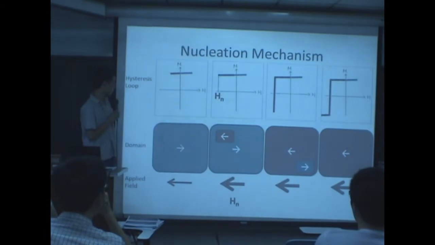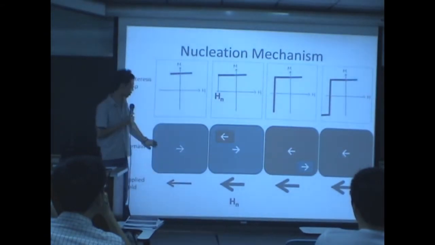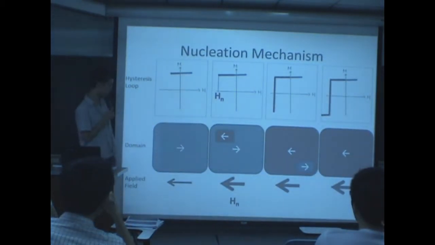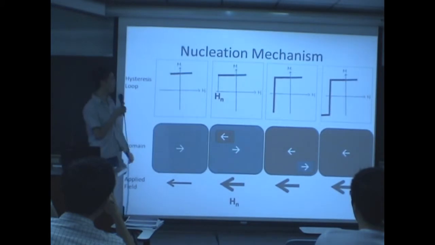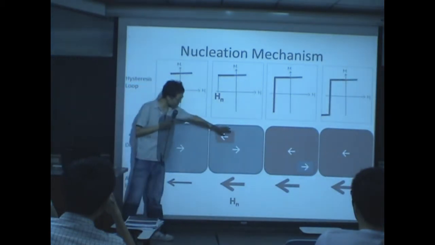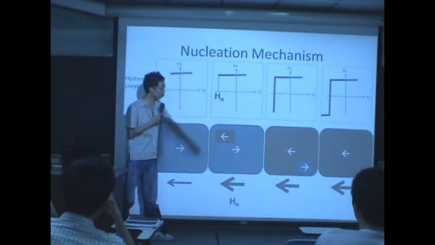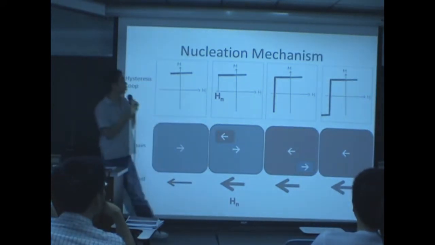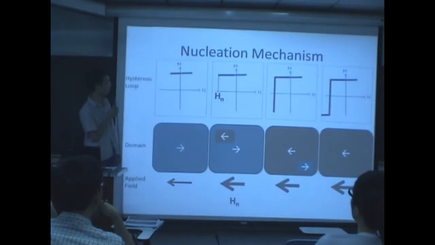In this picture, we have an entire domain here with the magnetization direction toward this way. Now we apply an opposite field toward this way. When the applied field reaches the nucleation field, an opposite direction domain forms, and once that domain forms, it will propagate to the entire particle. So in the nucleation mechanism, the most important field is the nucleation field. It is a threshold. Once it is passed, the entire material will change its magnetization direction.